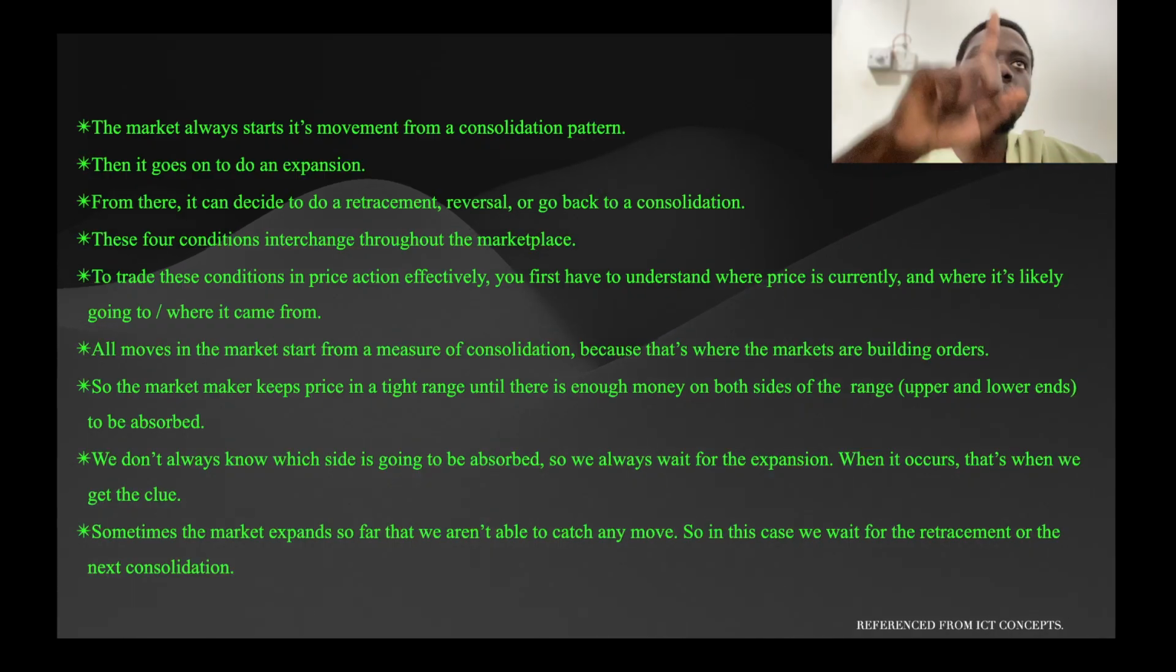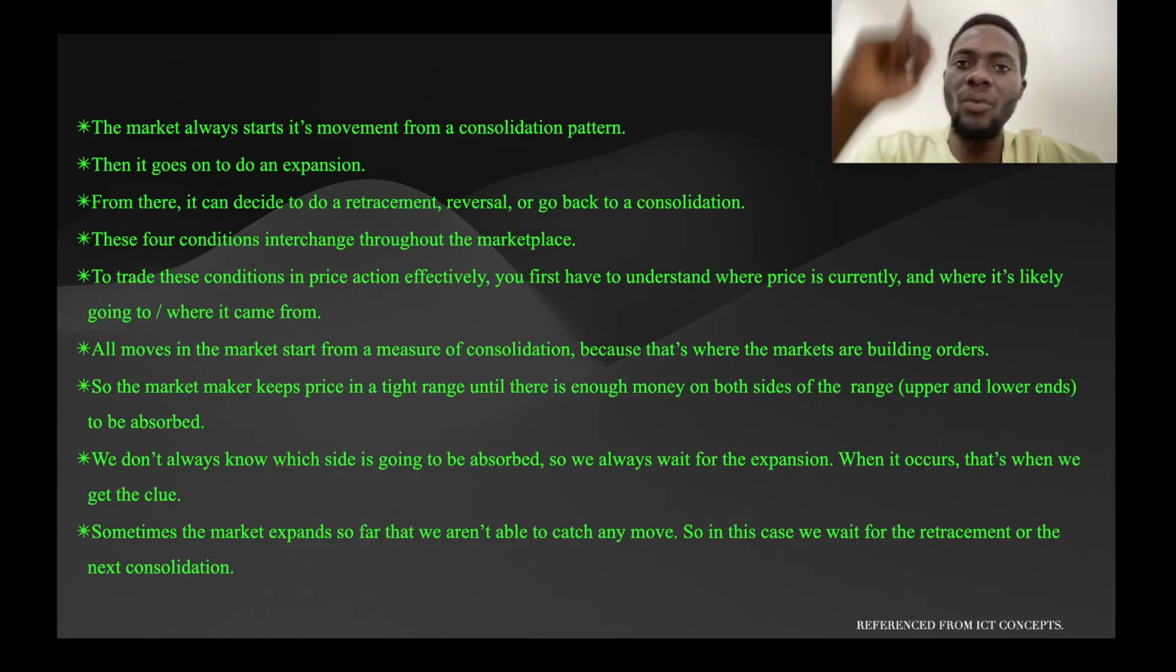So it retraces, goes up, reverses, and takes out that liquidity pool before it goes up.